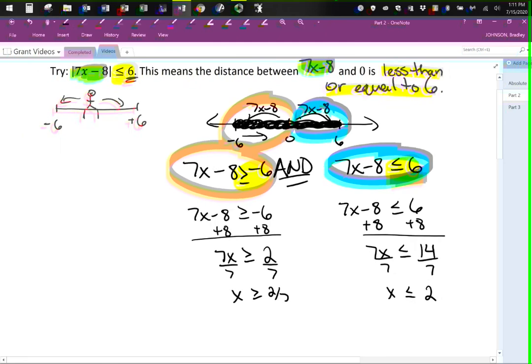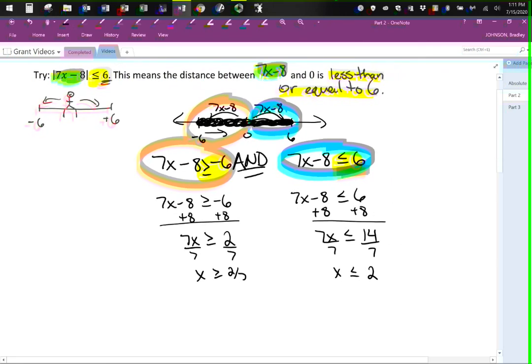And we need to put this together. Okay, so I'm going to make two little number lines here. Okay, I'm going to mark where 0 is. Let's mark 2/7. It's equal to, so I'm going to mark a filled in circle, and then I'm going to shade to the right because of the greater than or equal to.